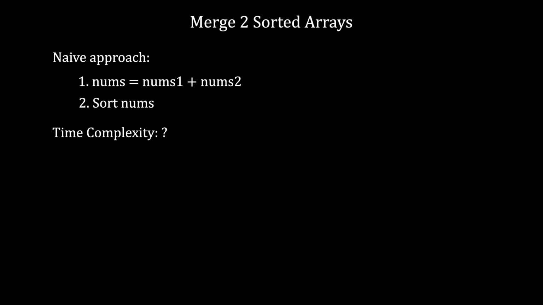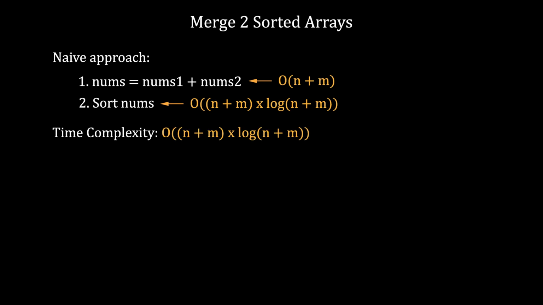Well, the first step is big O of n plus m, because we just iterate through every element from nums1 and then through every element from nums2. And then we are sorting an array of length n plus m, which takes big O of (n plus m) times log of (n plus m). So the final time complexity of this algorithm is big O of (n plus m) times log of (n plus m). Pretty simple, right?